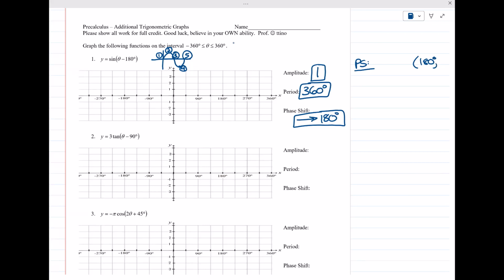And then we have to take the period and divide by 4. That's 90. So 180 plus the 90 is 270. 270 plus the 90 is 360. 360 plus the 90 is 450. And then 450 plus the 90 is 540.